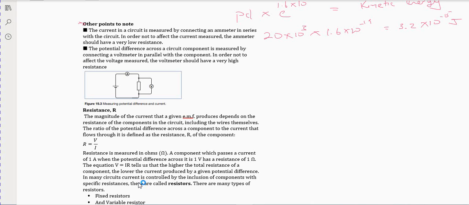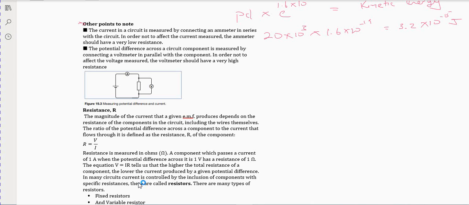Now, if you have more charges flowing through it, the possibility of the charges colliding with other particles is going to be much higher. And with that, it's going to increase resistance. We'll talk about that a little bit more.